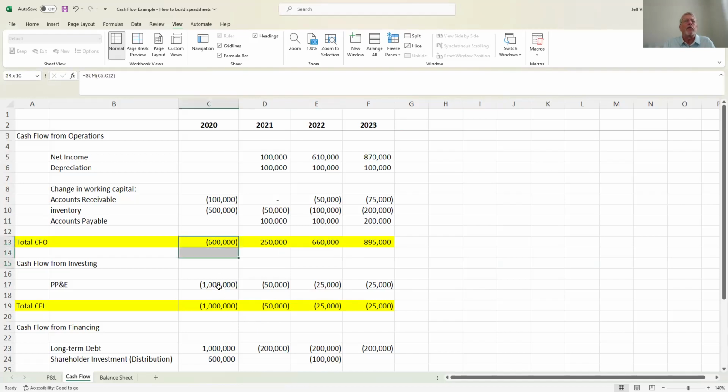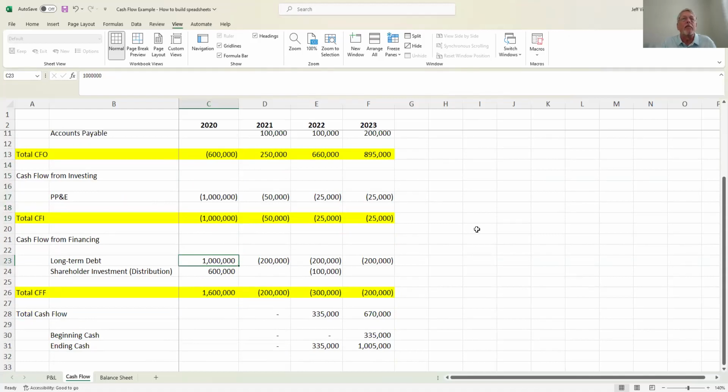So how did you pay for this 1.6 million? Well, you got a bank debt, long-term debt for $1 million, and you invested $600,000.